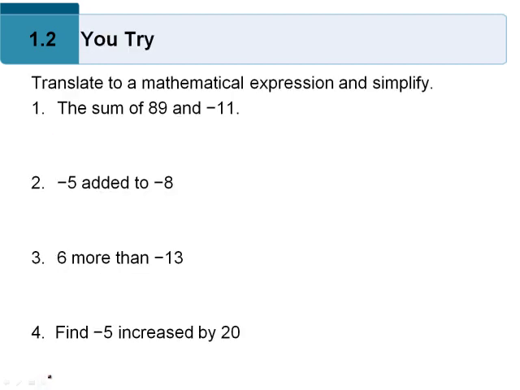Okay, so stop your video and try these problems. Try and translate them and simplify them.